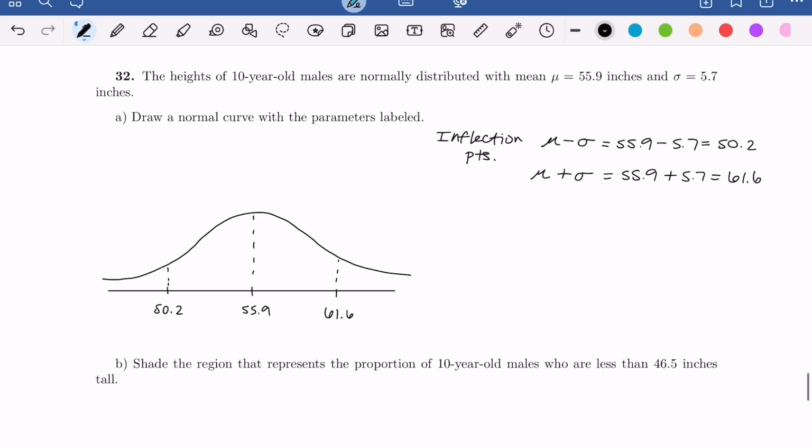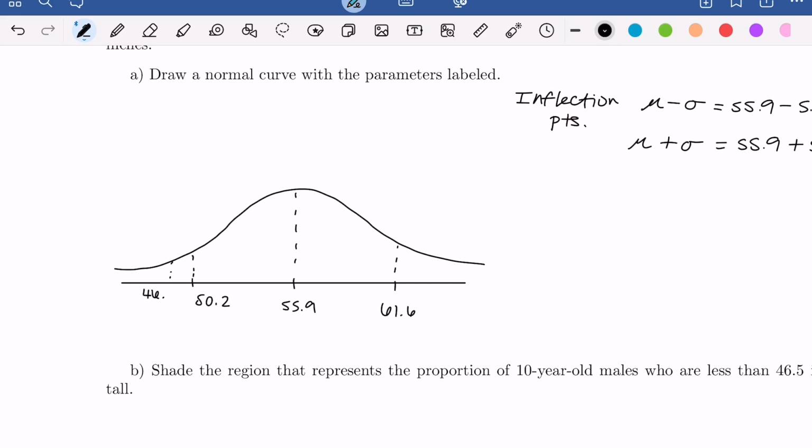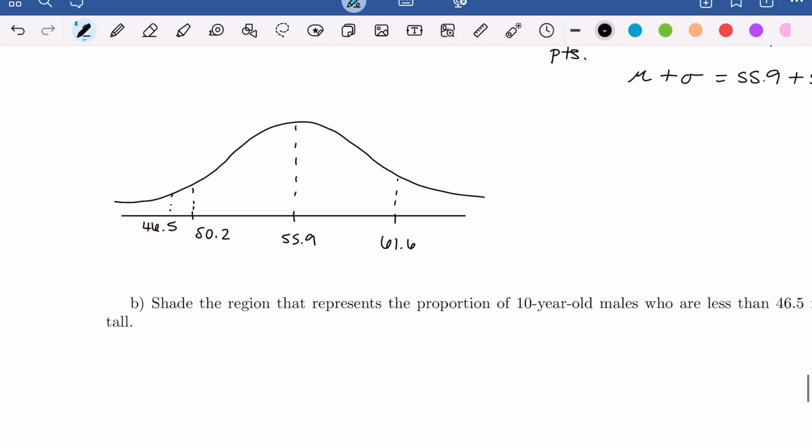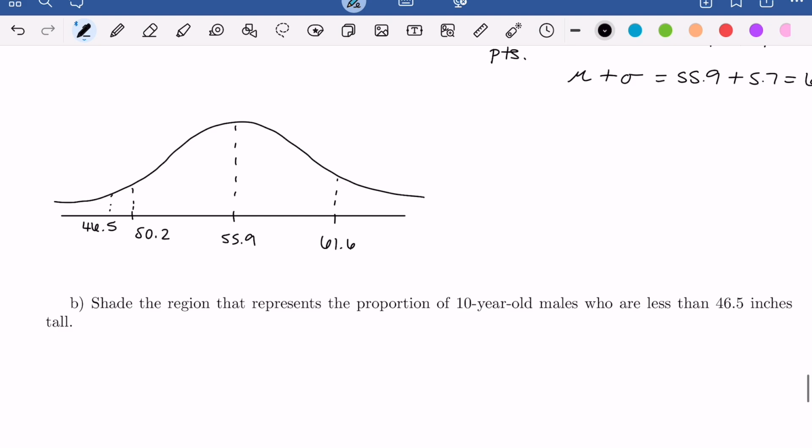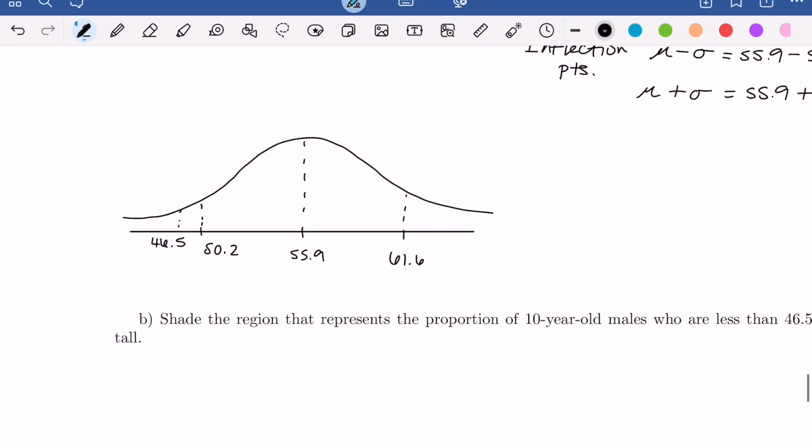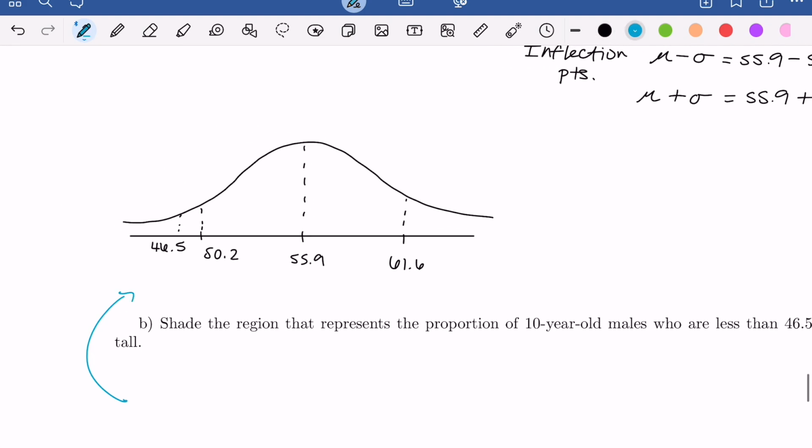Now for part B, we want to shade the region that represents the proportion of 10-year-old males who are less than 46.5 inches tall. So that's going to be to the left of this inflection point. So we'll label this. Let's move this over, 46.5 right here. We're going to shade the region that represents the proportion of males who are less than that tall. Let's do that in blue here. That's going to be everyone to the left of this.